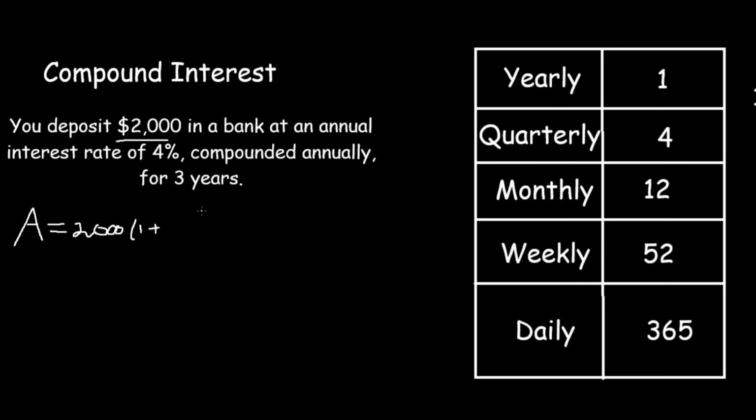Then we have R over N, which is the annual interest rate over the number of times that interest is compounded. 4% as a decimal will be 0.04. Put that and divide it by our number of times that it is compounded annually, which right here, annually is also yearly. So we have over 1, so it doesn't really change at all. And then afterwards, we'll use our exponents, N and T. The number of times that it has been compounded is 1 time. Multiply that by the time duration of 3.